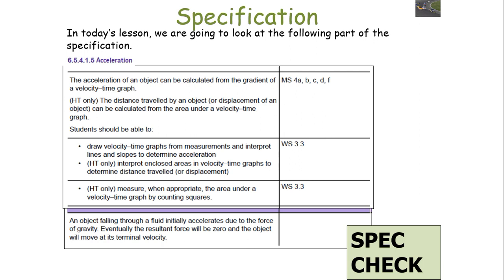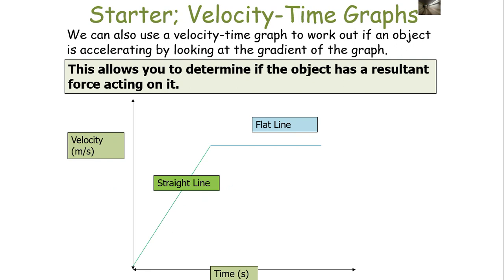So we're going to take the concepts of acceleration and the velocity time graph and apply it to a particular situation. Now that's important because we can use a velocity time graph to work out if an object is accelerating by looking at the gradient of the graph, and this can then allow you to determine if an object has a resultant force acting upon it.